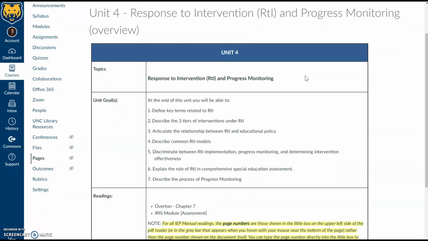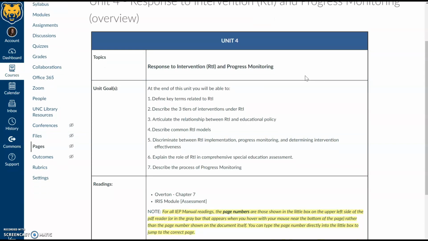Our focus for this unit will be the topic of response to intervention or multi-tiered system of support, and then progress monitoring. So we'll do an overview of that process, and that is related to data collection, oftentimes for IEP goals in particular, and that can be in behavior and social emotional wellness. It could be in self-determination, independent living skills, and of course in academics, very important.